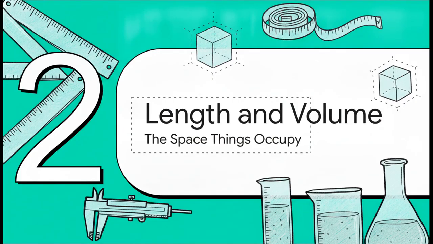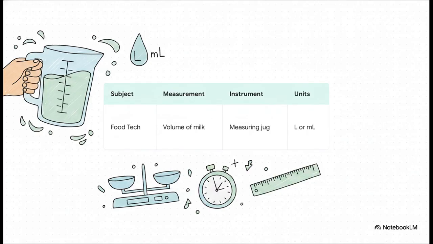Moving on to Section 2, measuring length and volume, or the space things occupy. So, our first major practical challenge is quantifying physical space. And this actually brilliantly illustrates how cross-disciplinary measurement really is. Imagine you're recreating Project P1.1 in food technology. You need the volume of milk, so you grab a measuring jug and you record your findings in liters or milliliters, right? Simple.